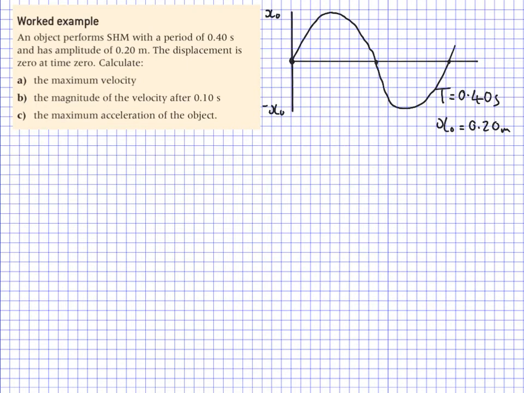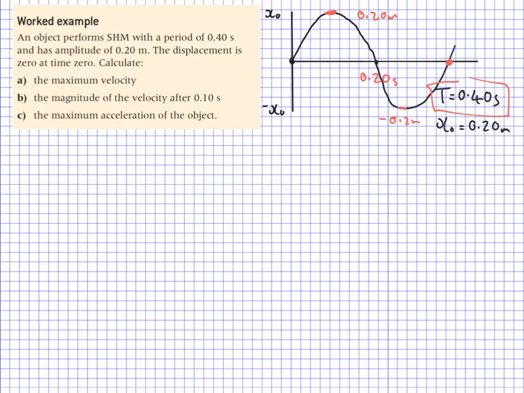So there we go, we've drawn a nice little graph putting in the values. This would be a full period, which is our 0.4 seconds, which means this middle part must be 0.2 seconds, and we are told that the amplitude is 0.2, so the x naught maximum value must be 0.2 meters up here, and negative 0.2 meters down here.